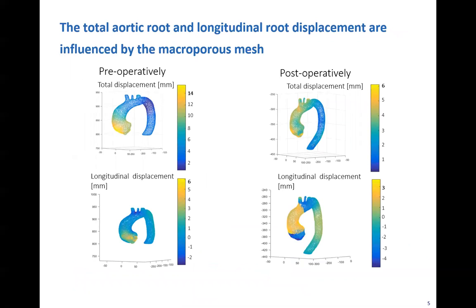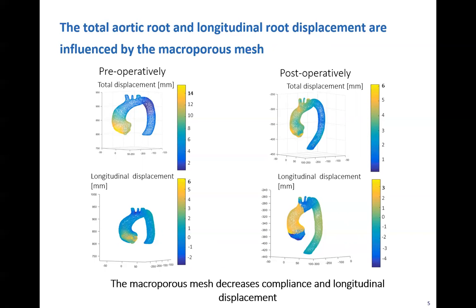Focusing on the axial or longitudinal displacement, we see that this is clearly decreased as well. Adding the macroporous mesh thus clearly lowers the compliance and longitudinal displacement, both important for avoiding aortic dissection. Future work will focus on repeating these measurements on more patients receiving the mesh.